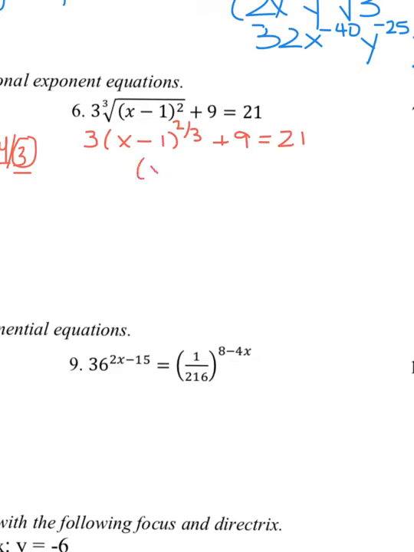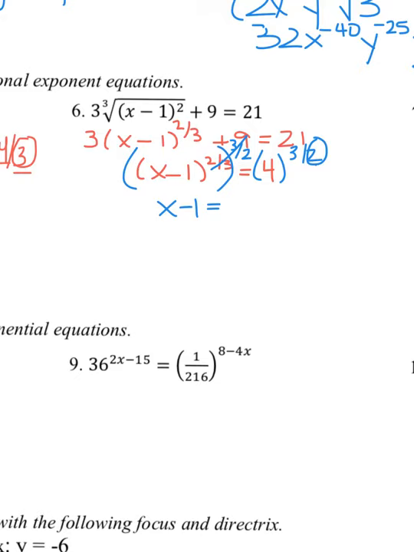So now I'm here, after I subtract the 9 and divide by 3, I end up with 4. So now I have to get rid of that 2/3 power, so I raise it to the 3/2. This cancels out. I get x minus 1 equals, I am doing the square root of 4 to the 3rd power. Okay, so because I'm doing the square root, I have that plus and minus thing.